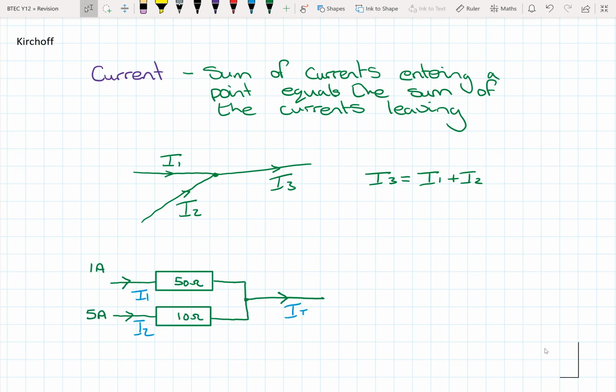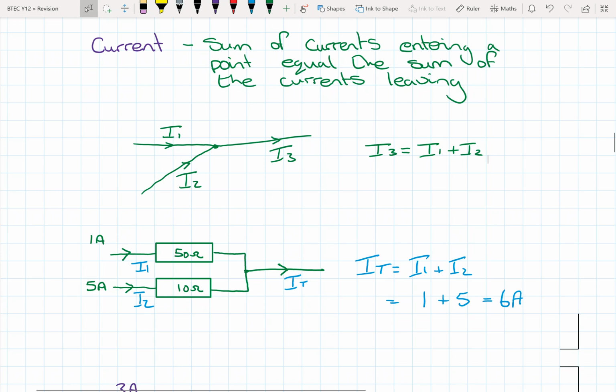So if we take this example here, we've got 1 amp going in on I1, 5 amps going in on I2. So therefore, what do we get coming out? All we have to do then is add them together. So 1 plus 5 is 6 amps. Nice and easy, eh? All good.